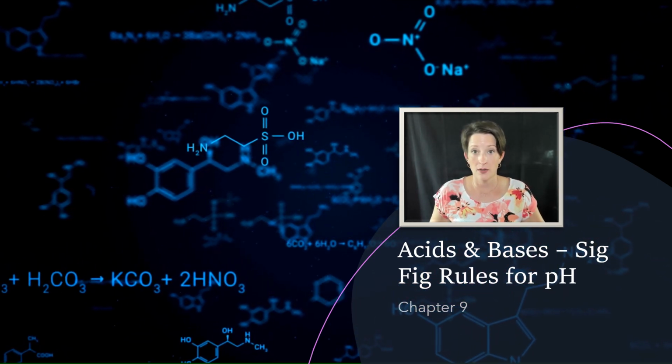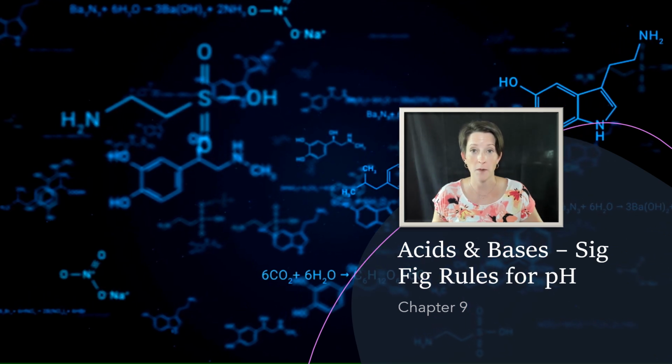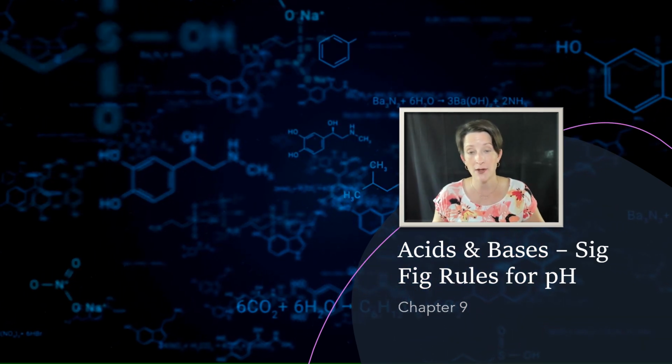If you need to understand where the sig fig rules come from going from concentration to pH, this video will help you. In chapter 1, we talked about scientific notation, where it actually comes from, and the setup of the mantissa versus the exponent, the power of 10. So we are going back to that language to understand where the sig fig rules for pH come from.